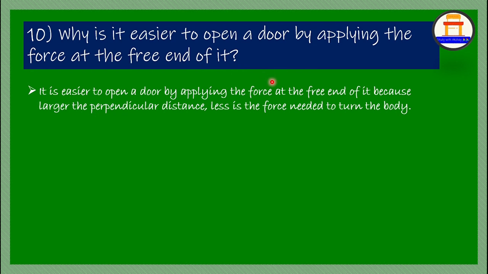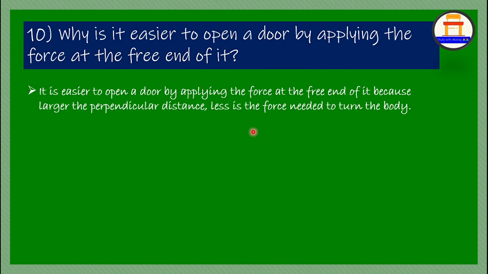If you just write one sentence over there, nothing happens. In order to gain more marks, write: because the larger the perpendicular distance, less is the force needed to turn the body. Basically, the first sentence depends on the evaluator for giving marks or not. For the second sentence, as per the board rules, larger the perpendicular distance, you will get half a mark, and less is the force needed, you will get half a mark.